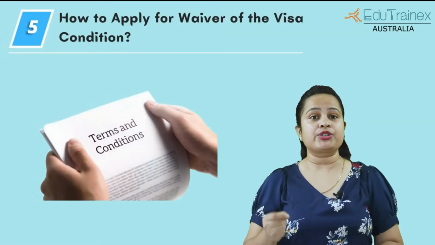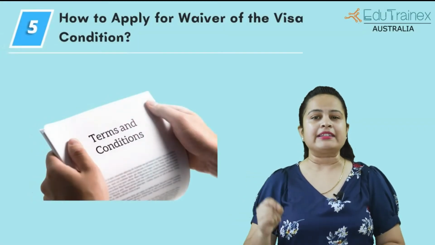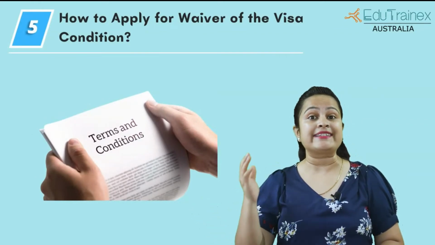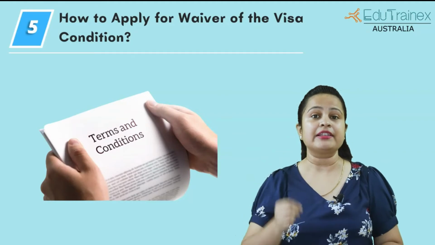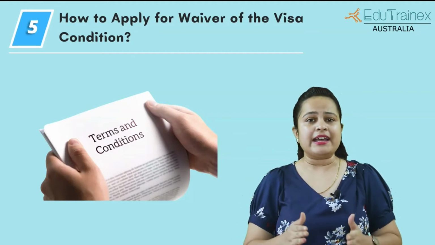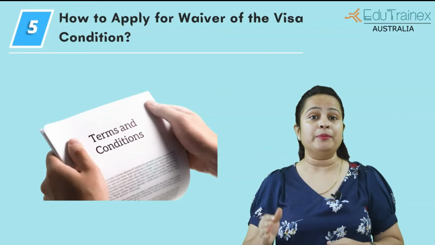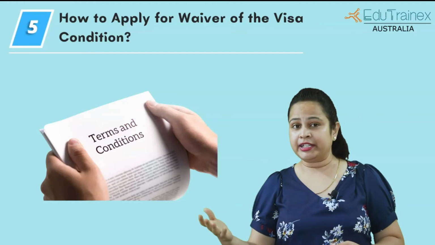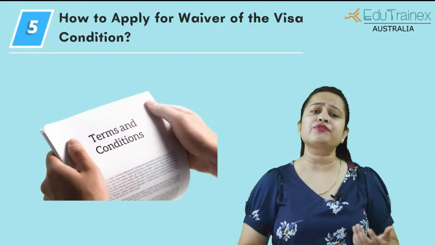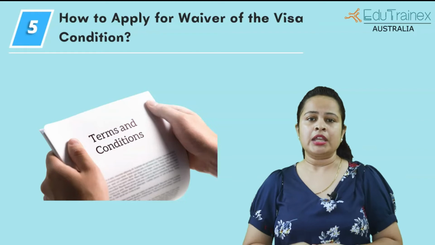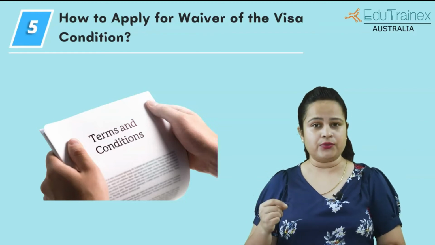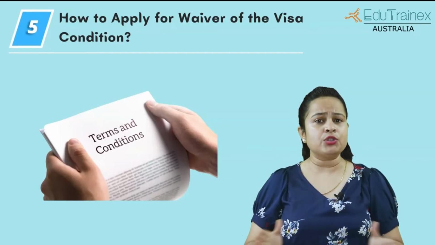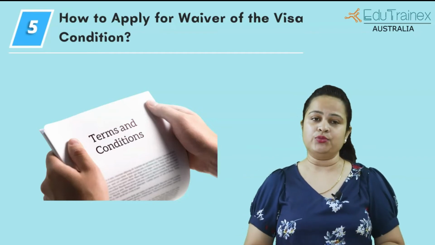Now, how to apply for a waiver of the visa condition? For your visa condition waiver to be granted, you must again have very compelling reasons. By filling out the waiver form and submitting it to the Department of Foreign Affairs, you can request it. You must attach a copy of your passport bio page and evidence of why you require a waiver, like any medical condition, personal problems, being unable to finish your study program, etc. If the department grants your waiver request, then you can apply for another visa. However, there is no guarantee that you will receive a new visa.